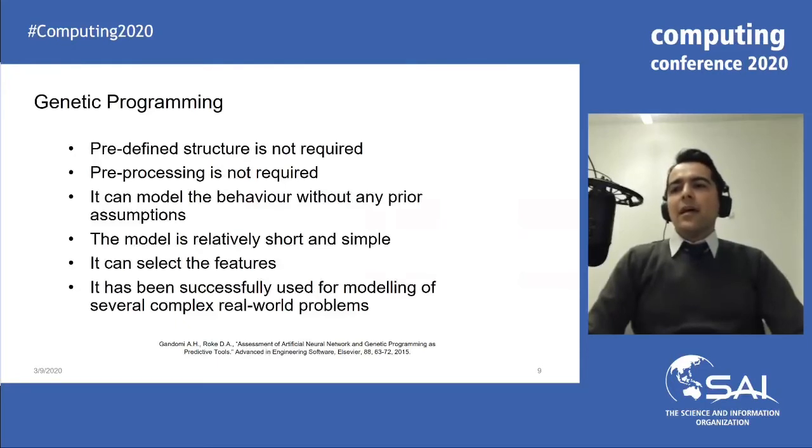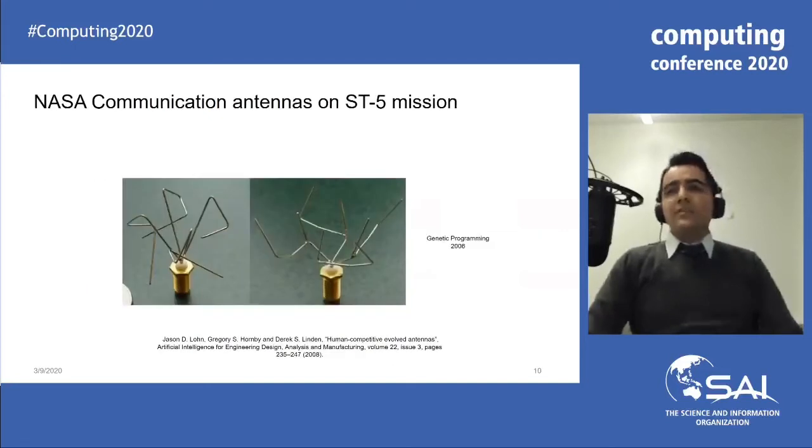And finally, I should say, GP has already been applied to several complex real-world problems. So it's a reliable technique, it's not a new technique. Actually, I should say, one of the companies that first used genetic programming is NASA. They used genetic programming for designing communication antennas for the ST5 mission in 2006, and you can find it in their paper in 2008.